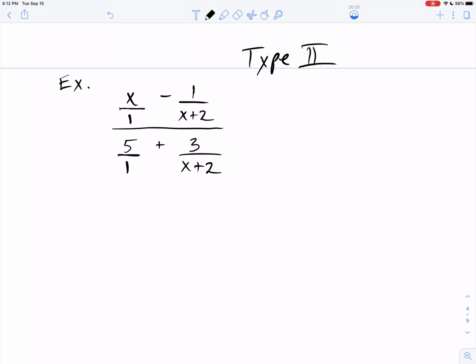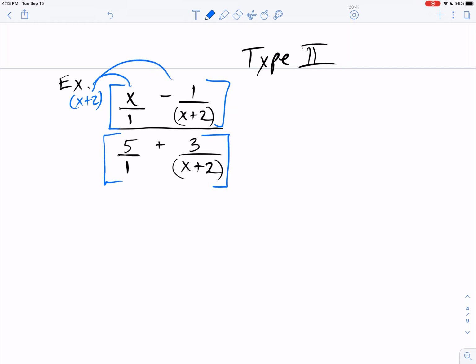But this time, look, there's a binomial in the bottom. I got a binomial too. Hey, we both match. Guess what? That's my LCM. Let's use a blue pen. I'm going to take the whole top of this thing and the whole bottom of this thing, and I'm going to multiply the whole top part by x plus 2 and the whole bottom part by x plus 2. As long as I multiply the top and bottom of any fraction by the exact same thing, I'm technically multiplying it by 1. That's what I'm doing.